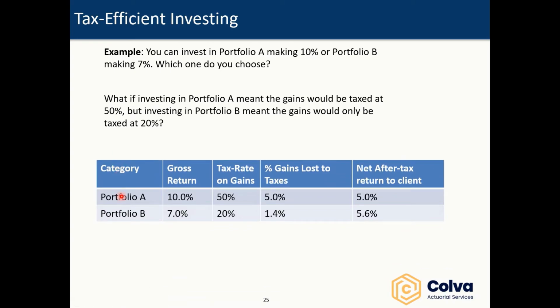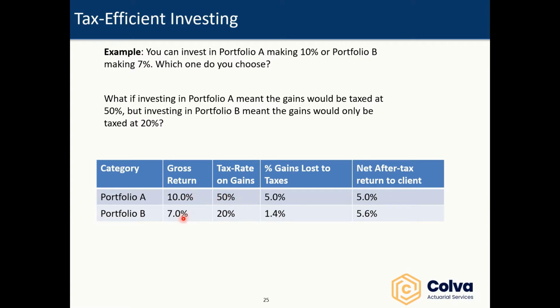So we talked about portfolio A. The gross return is 10%. The tax rate on the gains is 50%, right? So if you look at how much of this 10% I am losing to taxes, it's 50%, right? So I'm losing 5%. So my net after-tax return to the client is only 5%, right? 5% is lost just to the taxes.